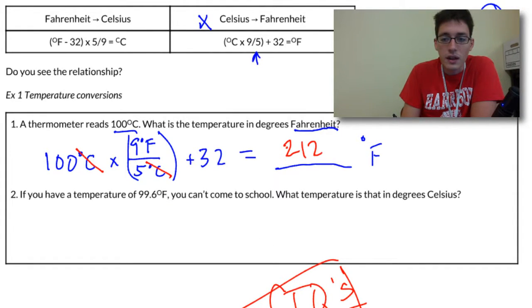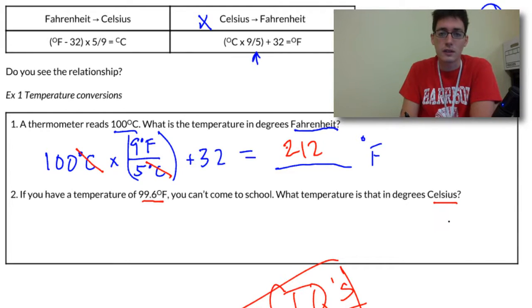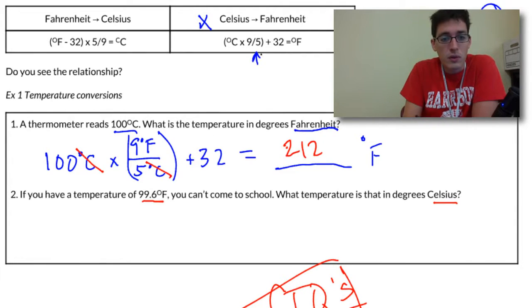Okay, so here's your second example problem. If we have a temperature of 99.6 degrees Fahrenheit, you can't come to school. That's a law, and it's in the school rules. So if you have a fever, you can't come to school. But what is that temperature in degrees Celsius? Let's do a simple conversion.